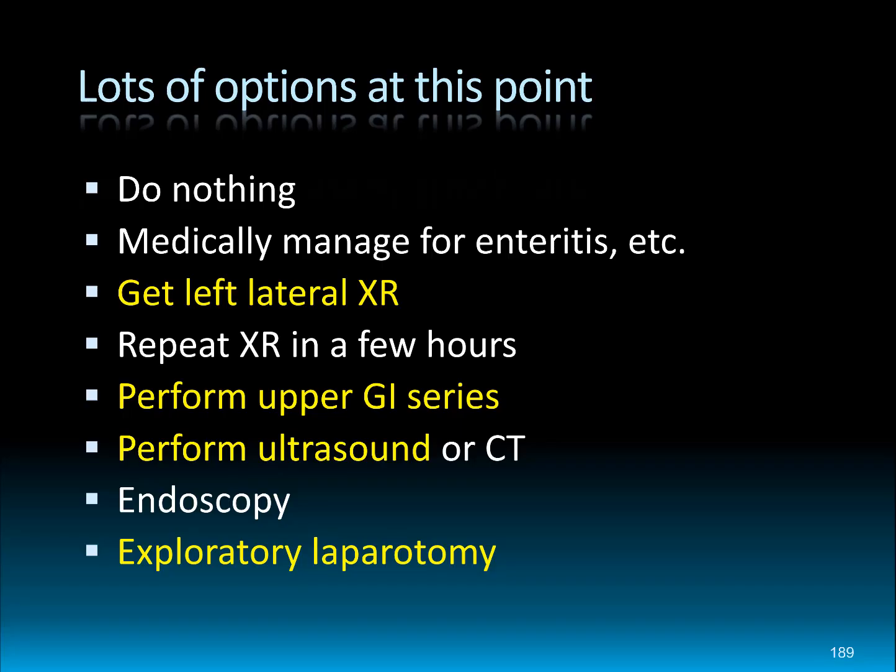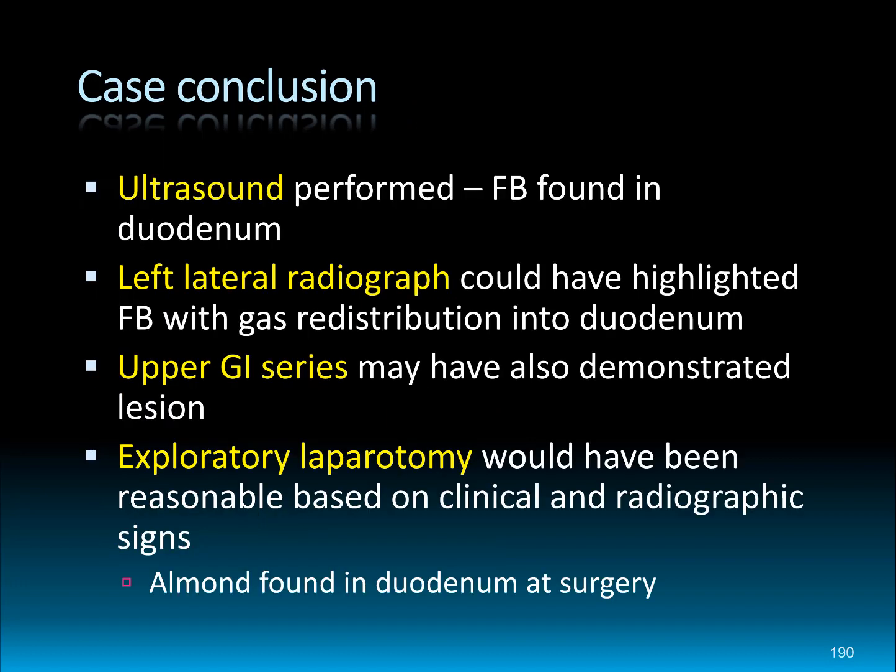So now I have to figure out what my next step is. Now that my concern has increased, we could definitely go straight to exploratory laparotomy. We certainly have other imaging tests that we could do before we get all the way to laparotomy. Again, it just depends on what's available and how sick the patient really is. On this one, we ultimately did an ultrasound first and found a foreign object in the duodenum, which then we knew it was time to go to surgery.